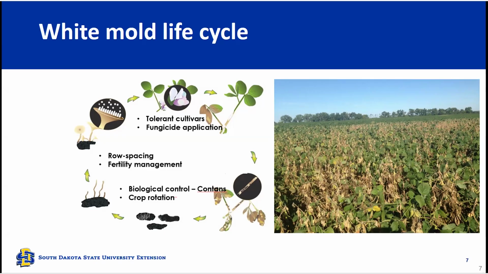And this is just a picture of one of the fields that had white mold, or what white mold looks like out there. You're going to start to see some of those dying plants. Take a closer look and you may start to see the sclerotia on the outside of the stem. Especially if you split the stems, you're going to see the white coloring, and you're going to see those black sclerotia bodies as the season progresses.